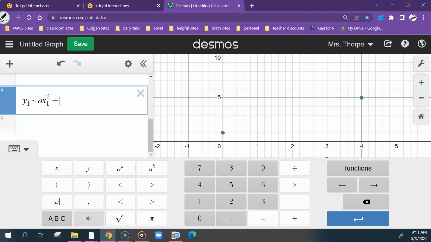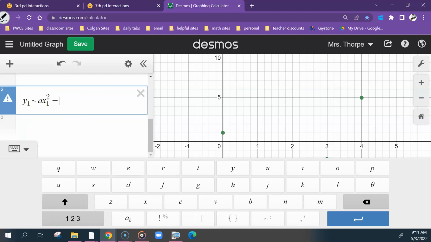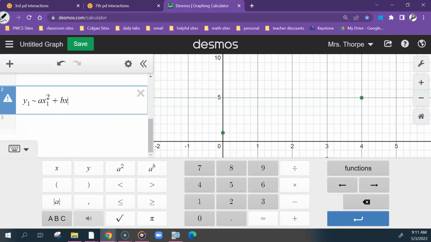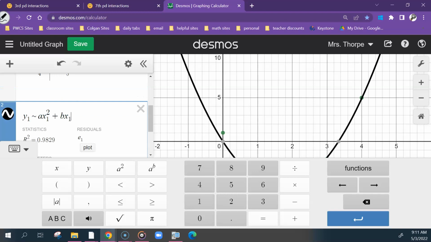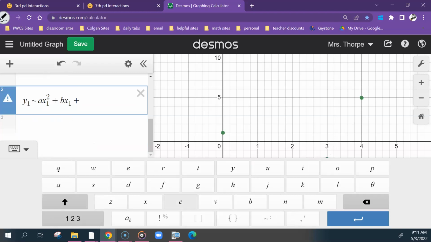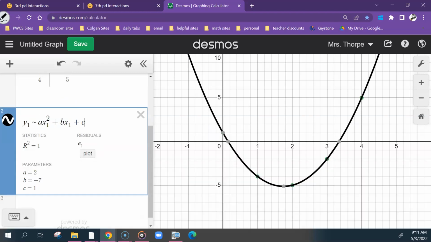Plus BX1. Again, I just hit B, then X, then 1, and then plus C. And it's going to give you your A, B, and C value just as before. And we would write the equation y equals 2x squared minus 7x plus 1.